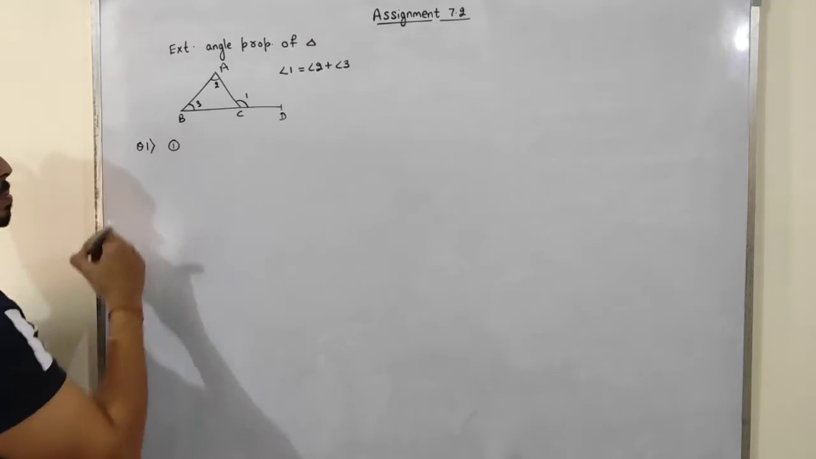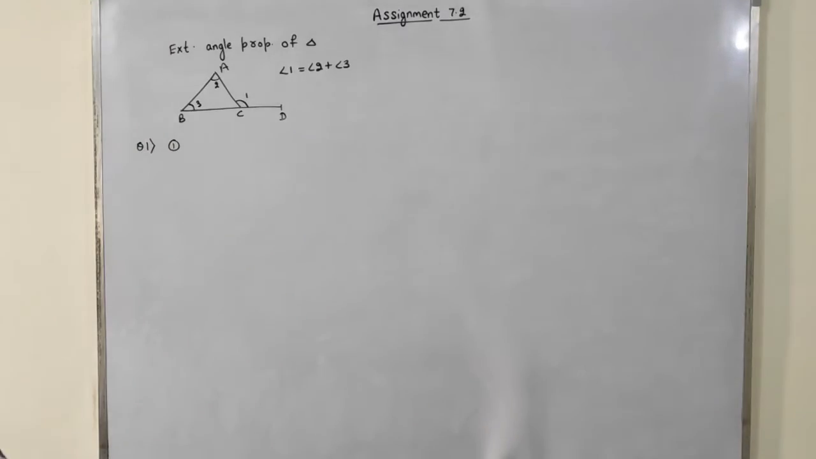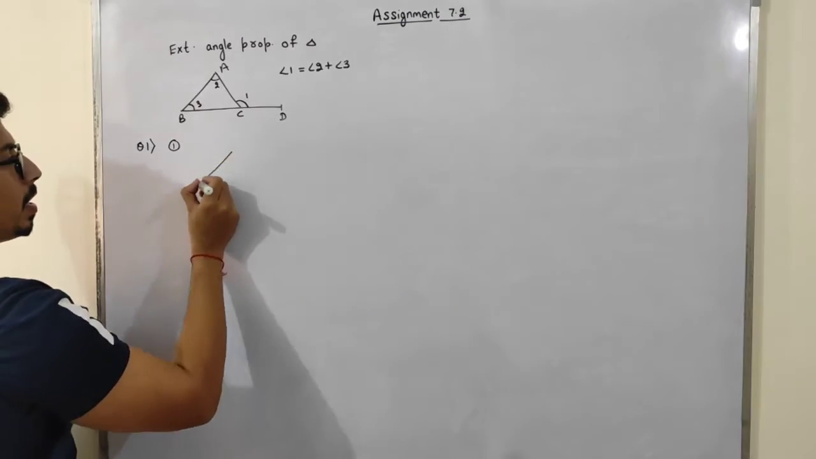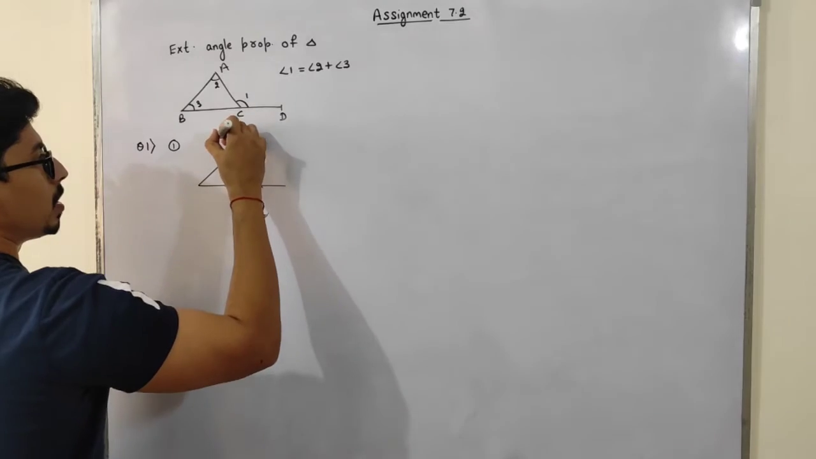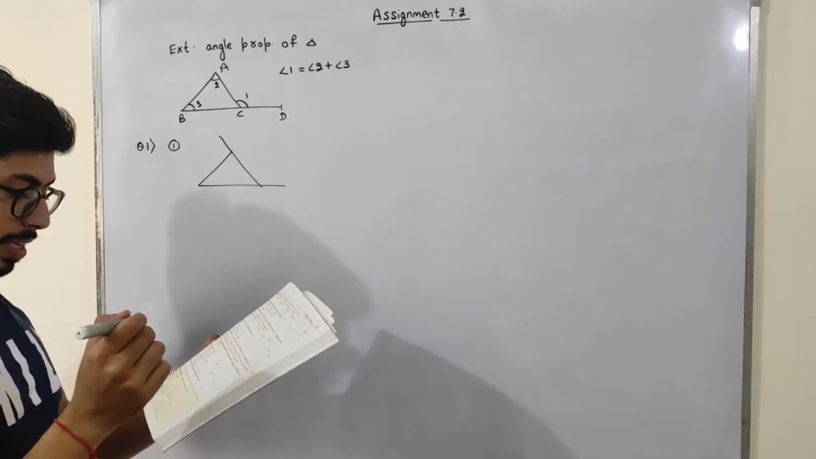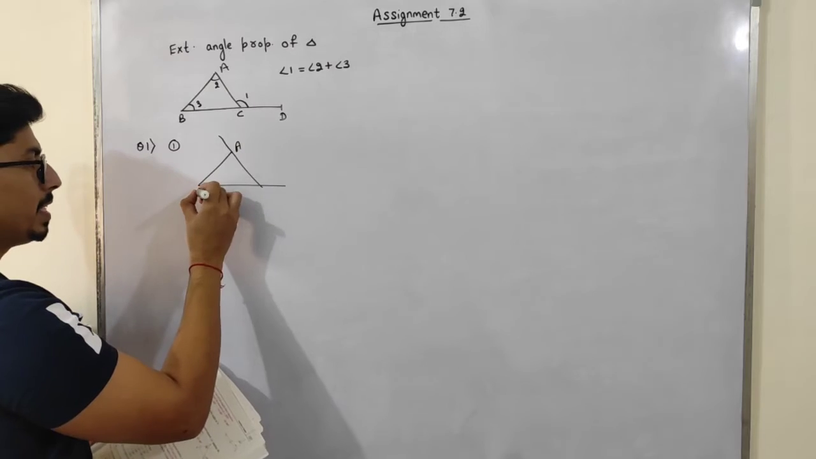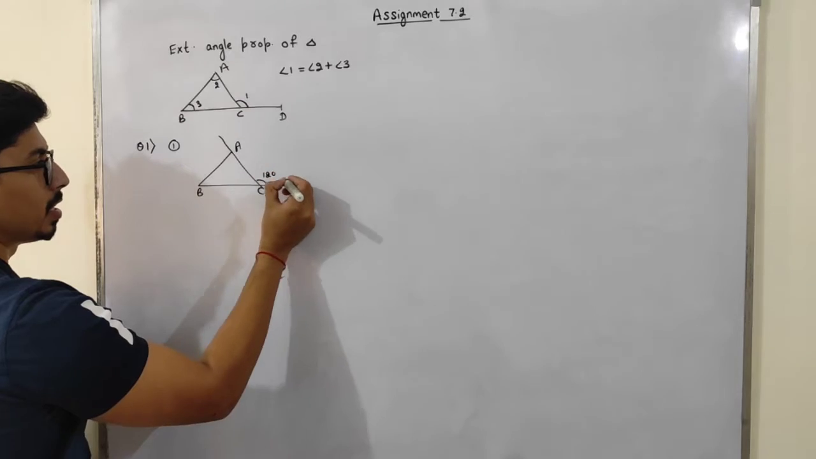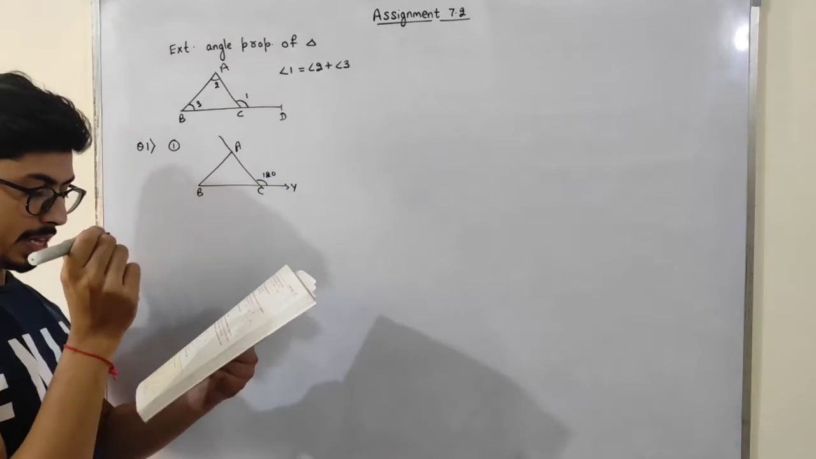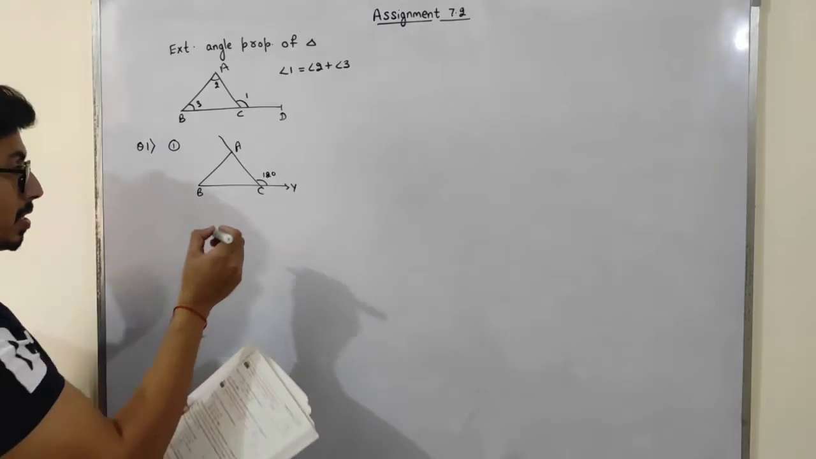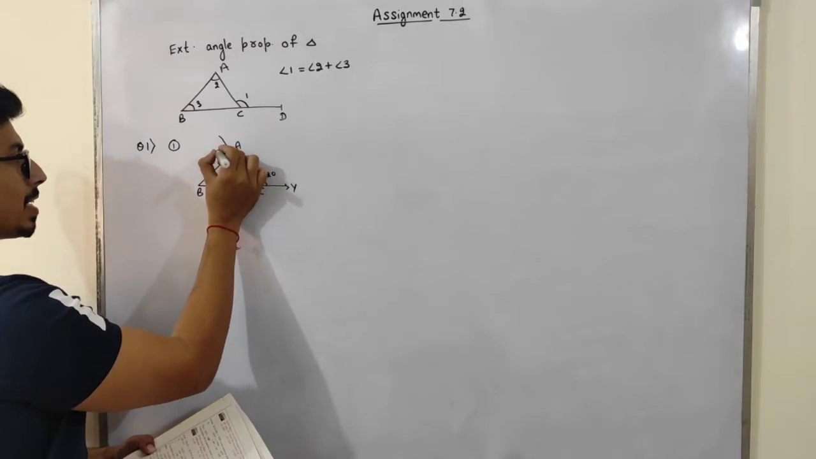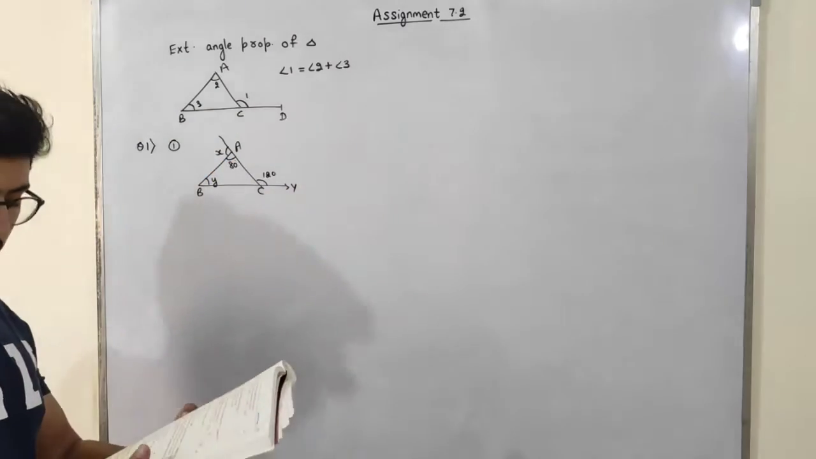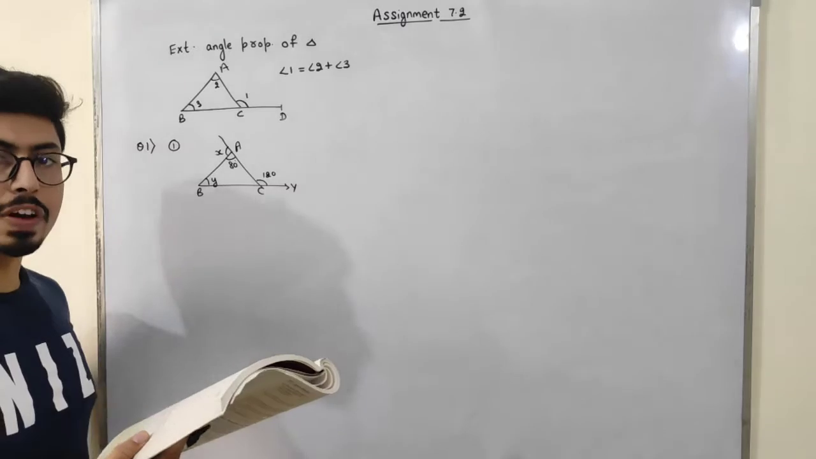See, first question, first part. What does it contain? A figure is given to us. See, this is A, this is B, and this is C. This angle is 120 degrees. Somewhere we have Y. This is angle Y, this is angle X, and this is 80 degrees, students. What do we have to find out? We have to find out the value of X and Y.